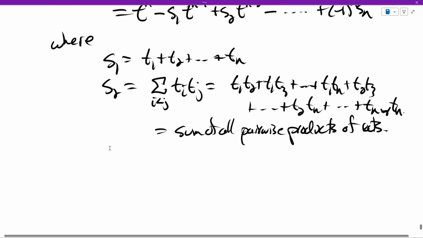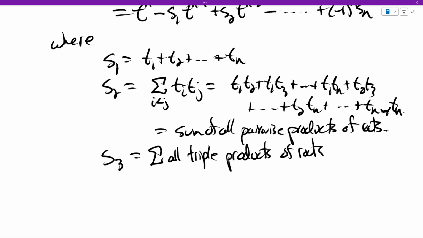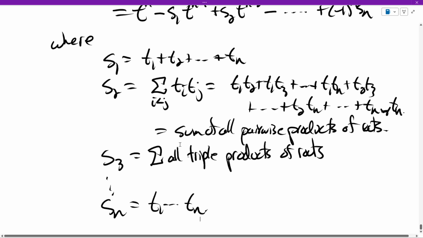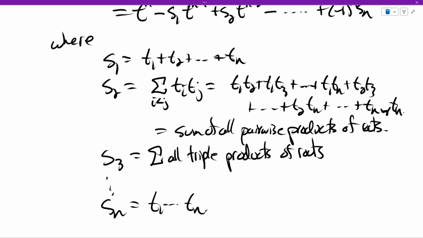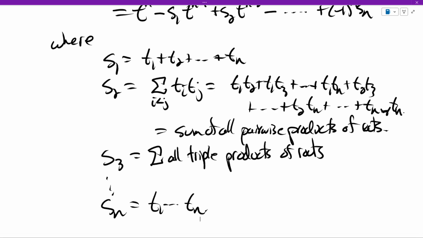All right, similarly, S3 is going to be the sum of all distinct triple products of the roots. And then finally, Sn is just the product of all the roots. And when we do this process of summing all possible products, we create a symmetric polynomial as well. So these are clearly going to be symmetric polynomials. All right, so that's a quick introduction to symmetric polynomials. They're very important.